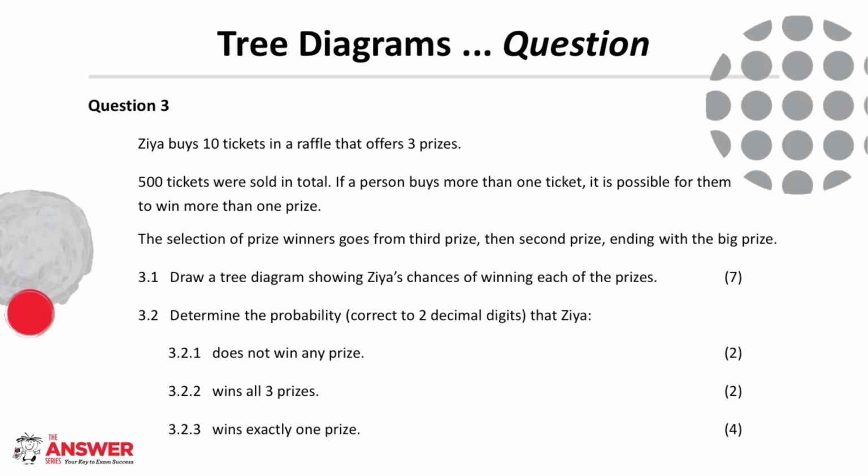Our third tree diagram question is based on tickets bought in a raffle, and we are asked to draw a tree diagram showing the chances of winning each of the prizes and then to determine these probabilities. Pause the video for a moment to read through the question and to give it a try.